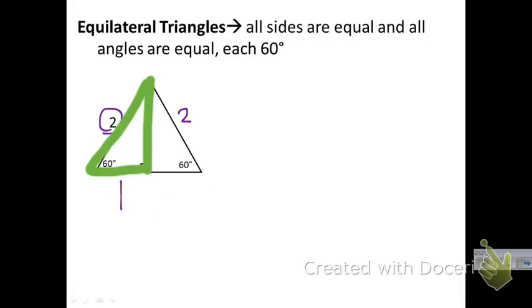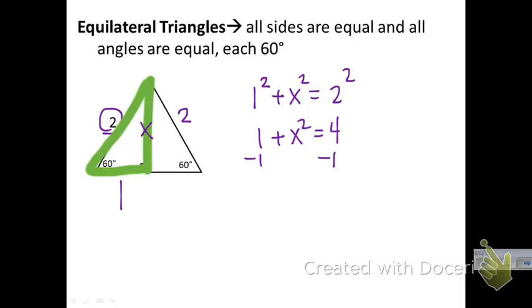And we're going to use this to find x here. So, because we have a right triangle, we can use the Pythagorean theorem. 1 squared plus x squared equals 2 squared. So 1 squared is 1, 2 squared is 4, we subtract 1 to get x squared equals 3. And we do the opposite of squaring, which is to take the square root.